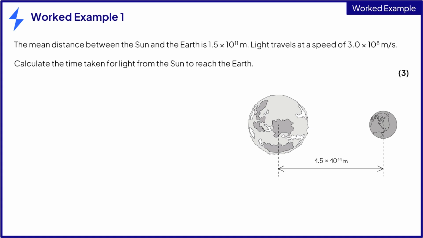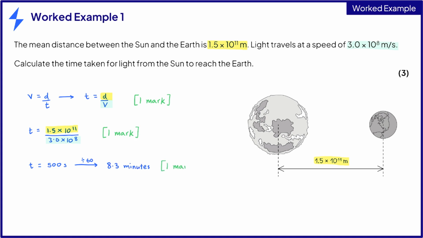To calculate the time, we rearrange the equation speed equals distance over time to give time equals distance over speed. If the distance from the Sun to the Earth is 1.5 times 10 to the 11 meters, and the speed of light is 3 times 10 to the 8 meters per second, then t equals 1.5 times 10 to the 11 over 3 times 10 to the 8. This gives 500 seconds, which is about 8 minutes.